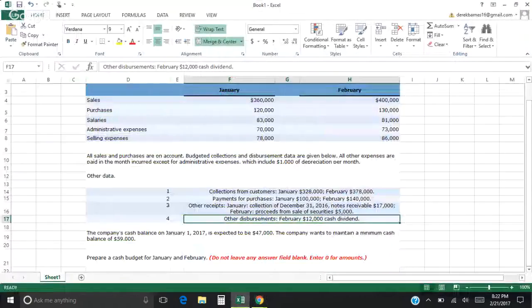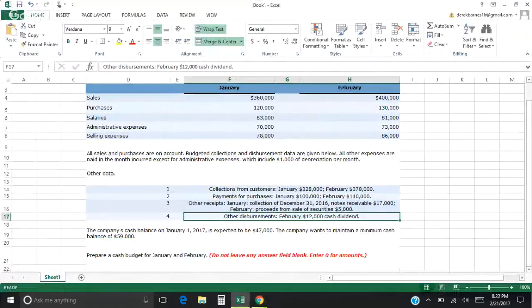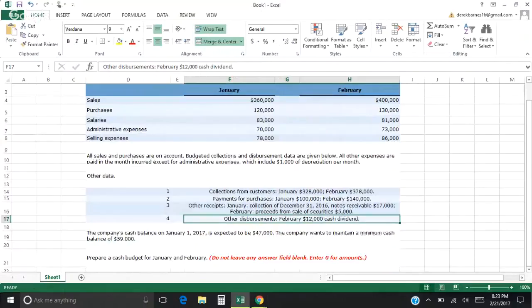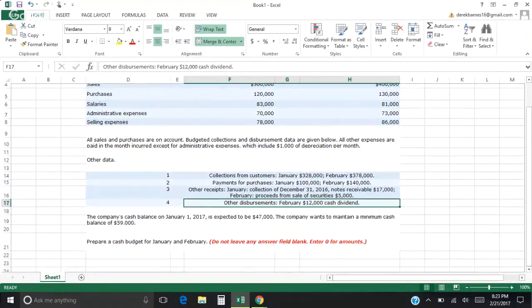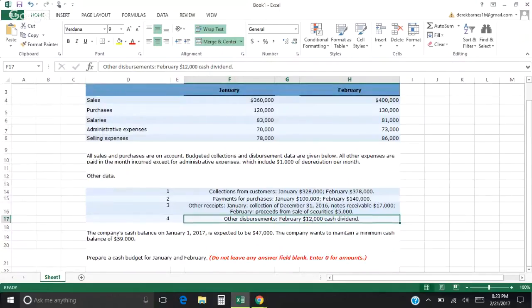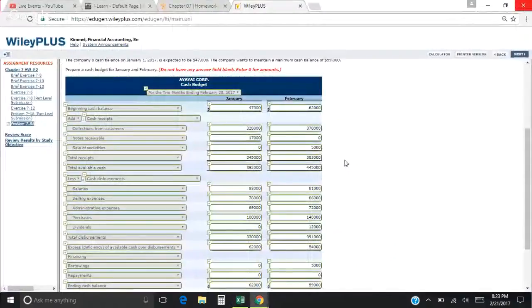So the beginning information, we look through all of this. You just got to start by the very first point in time, which would be January 1st. So we're trying to look here and it says the company's cash balance on January 1st for the budget is expected to be 47,000. So we're going to put that in right here for 47,000.